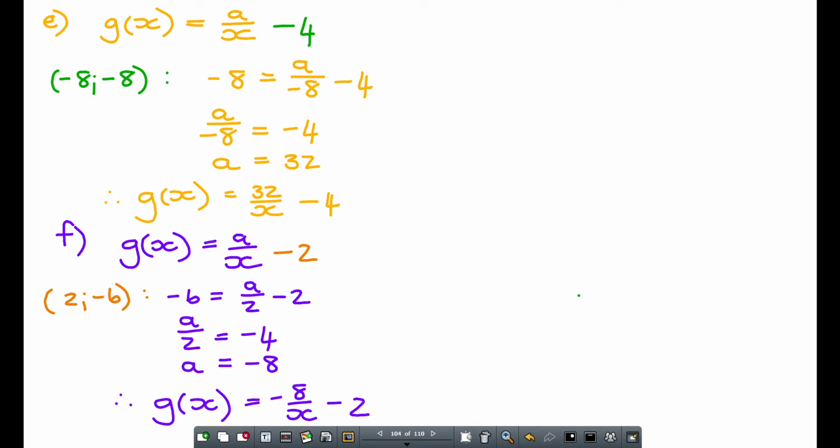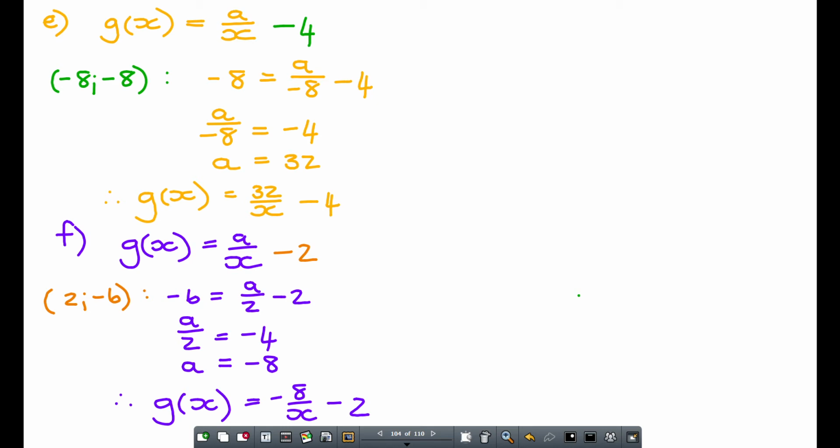Jy sal sien by E selfde storie, maar nou praat ek net van gx. I talk about gx, sorry. My asymptote was at -4. So this was eerste stap. Then step 2, we go substitute in the equations that were given. So if I substitute that in, I can get my value of A.